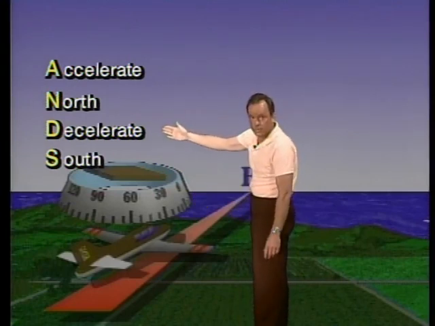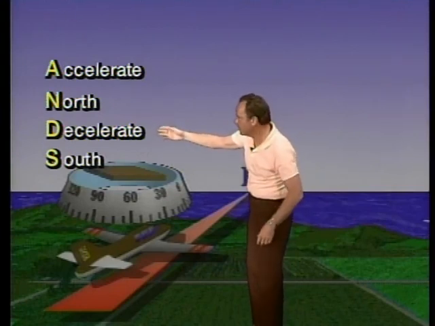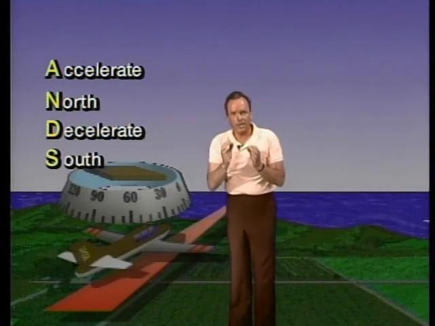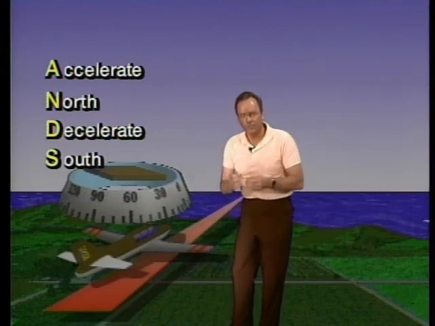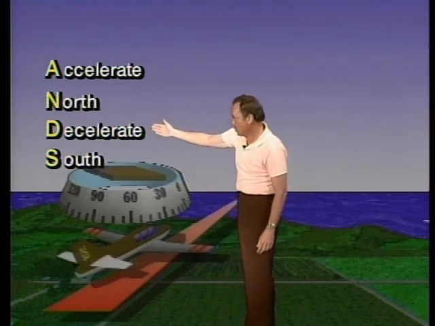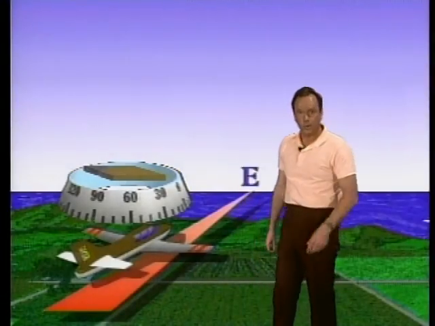Now, what this word tells you is if you're on an easterly or westerly heading and you speed up or accelerate, the compass will momentarily show a turn towards a heading of north. And if you're on an easterly or westerly heading and you decelerate or slow down, the compass momentarily will show a turn towards a heading of south. Now let's take a look at an example. First of all, here's the type of question they're going to ask you.